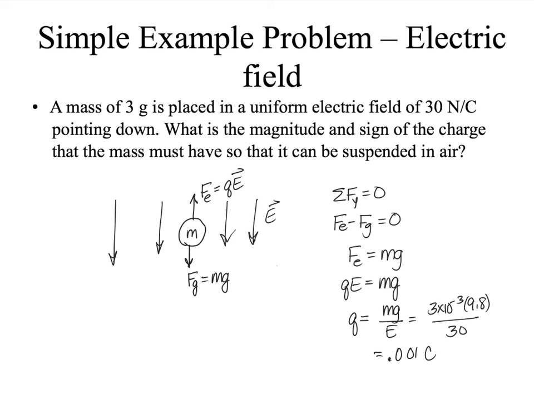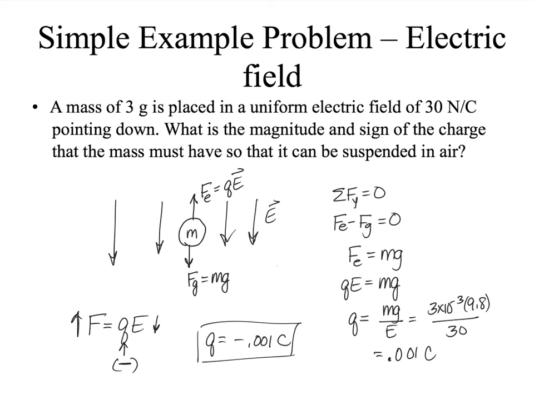And what's the sign of the charge? Well, notice that my electric field is pointing down. This is down, but my force is up, which means that this is going to have to be a negative charge. And so the charge is actually going to be minus 0.001 coulombs. And that is how we use this, or just one example of how we might use this to do a problem.